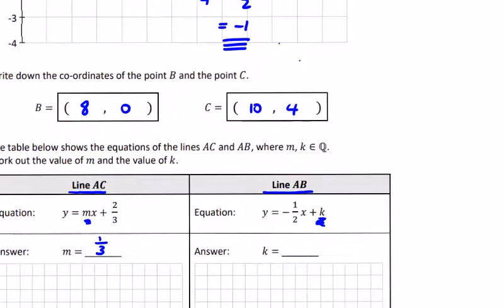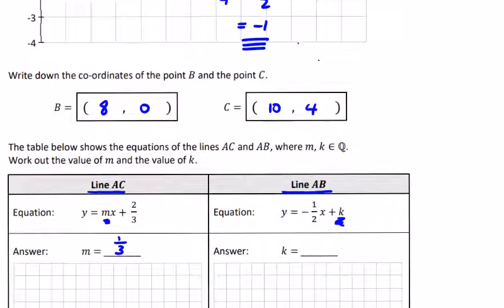For AB, we just have to plug one of the points in that's on AB. Here's B, so plug (8, 0) in here. So when y is equal to 0, x is equal to 8 minus a half times 8. If you want to write it out the long way, you could just write -4. So you can see here K would have to be equal to +4, bringing the -4 to the left.